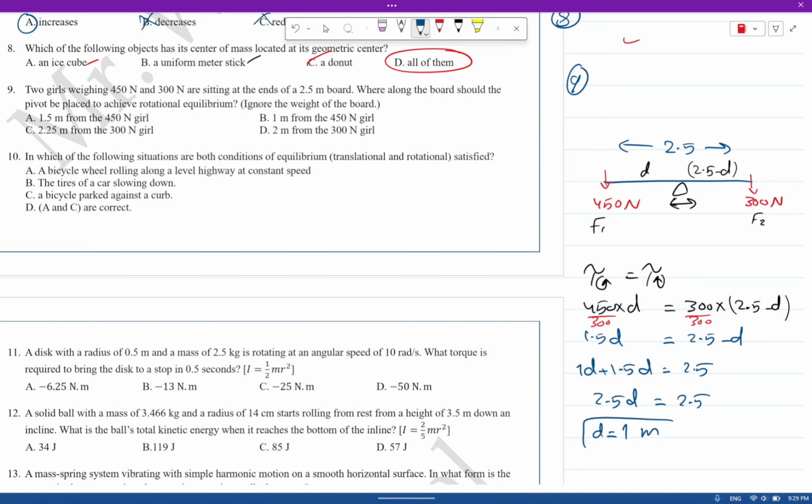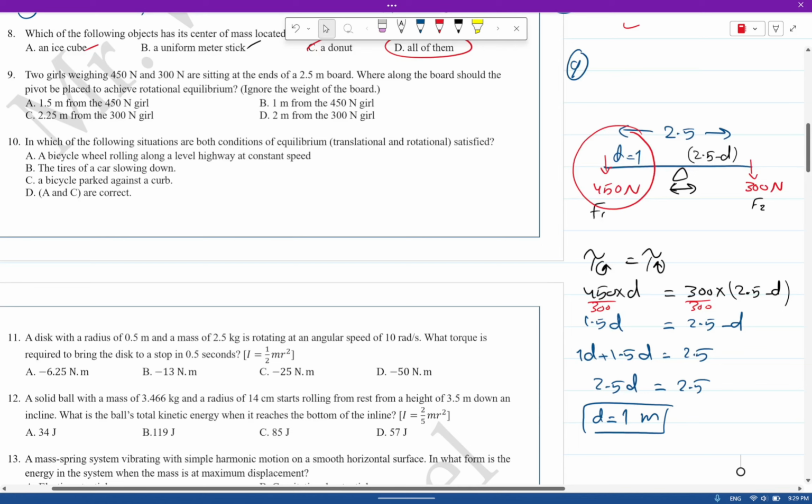But careful here. Remember, where's D? Here is D. So now we can say this D is 1 meter. But 1 meter from who? Don't forget, that is 1 meter from the 450 Newton. What about the other side? The other side is going to be 2.5 minus 1. It is clearly equal to 1.5.